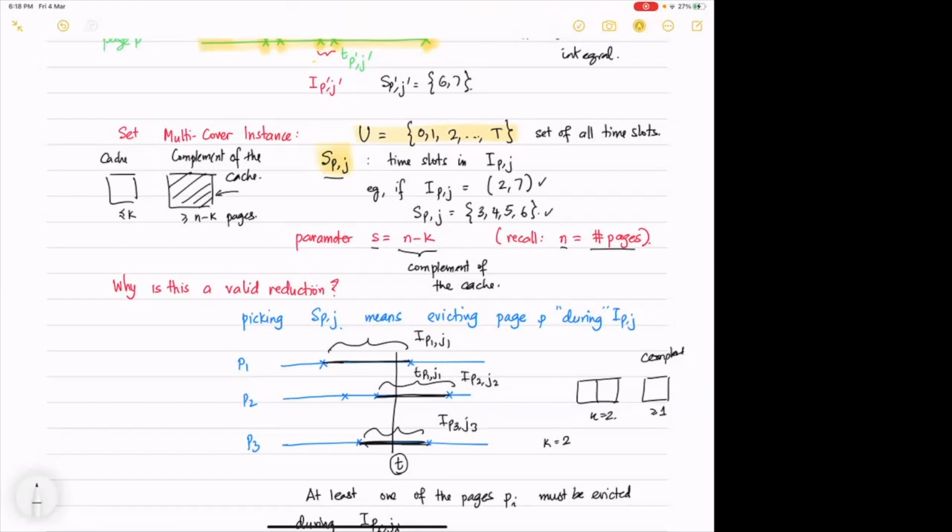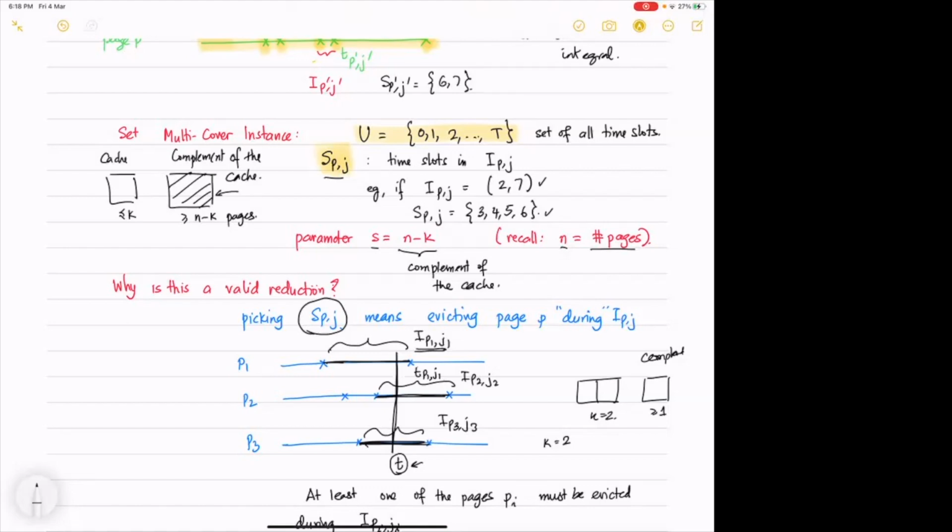And what I want to say is that if you look at any time t, so let's look at time t here. At this time, what's the meaning of picking a set here? When I say that you have to pick a set S_{p,j}, what it means is that during this interval I_{p,j}, you should have evicted the page p.